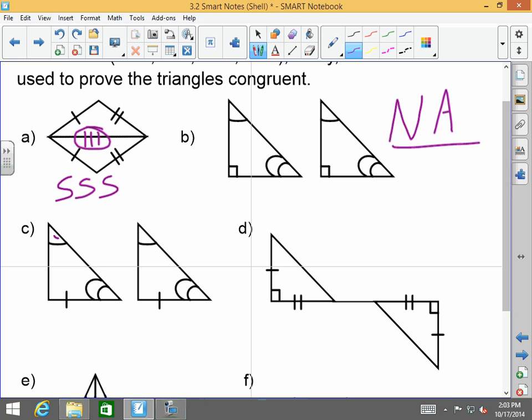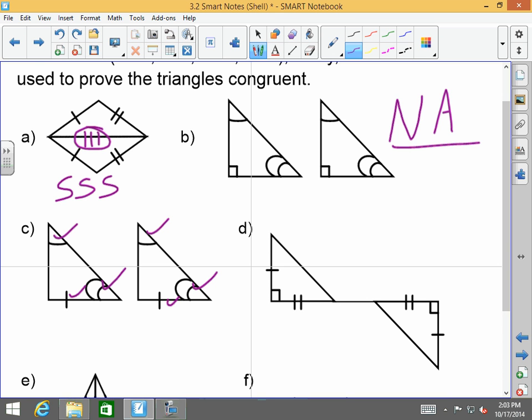This is angle, side. Remember, my brother, angle, side, angle, the side will be in between the angles. Good try. I'm proud of you. Yes, sir. Want the next one? Yes, sir, please.